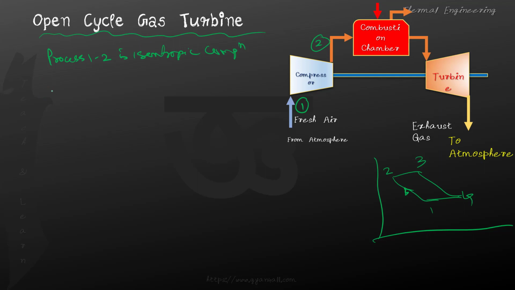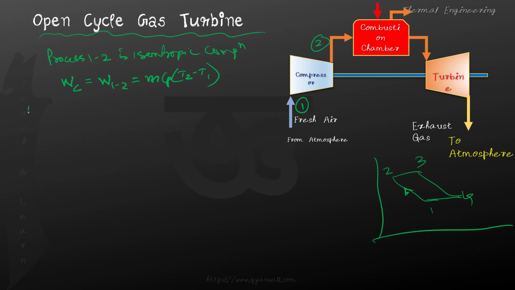So process 1-2 is isentropic compression. Isentropic means adiabatic compression. So in adiabatic compression, there is no heat interaction. That is the nature of an adiabatic process, del Q equal to 0. But if del Q equal to 0, there must be some work interaction that we call WC, compressor work. And W12 during the process 1-2 is equal to how much? M Cp (T2 minus T1), because this work done is equal to the enthalpy change, and the change in enthalpy equals M Cp (T2 minus T1). So that is about process 1-2.